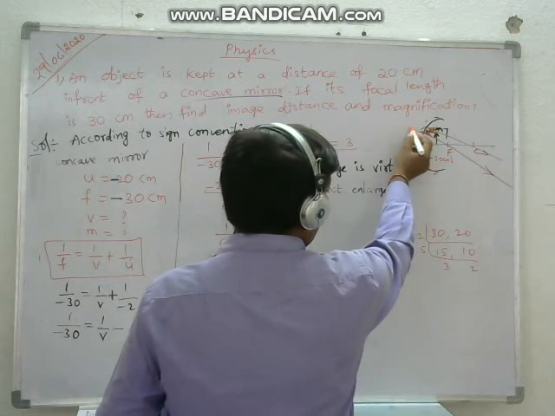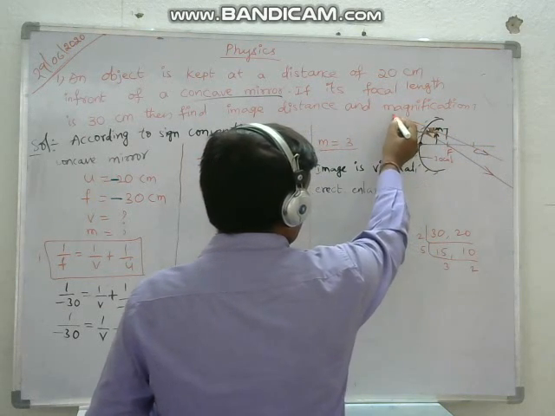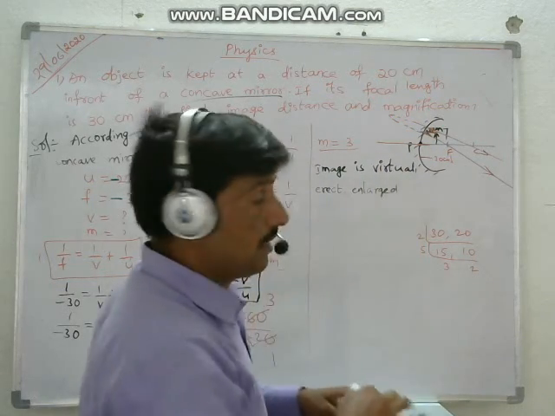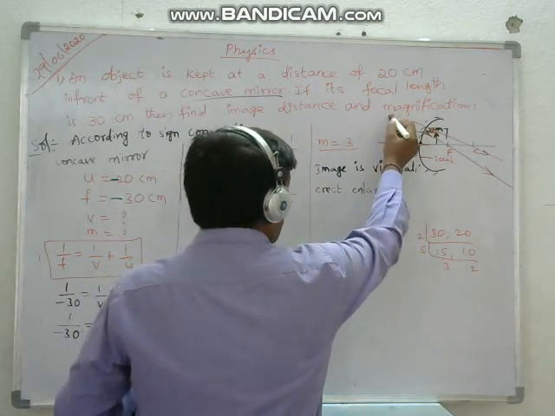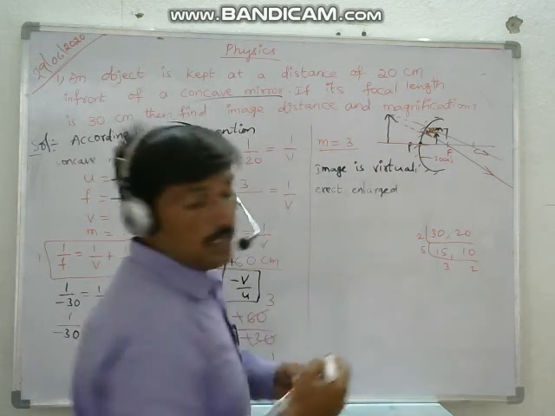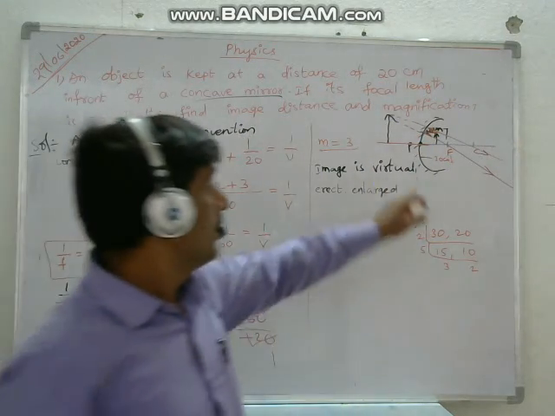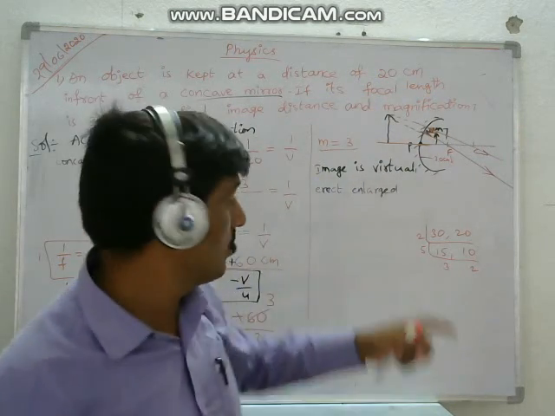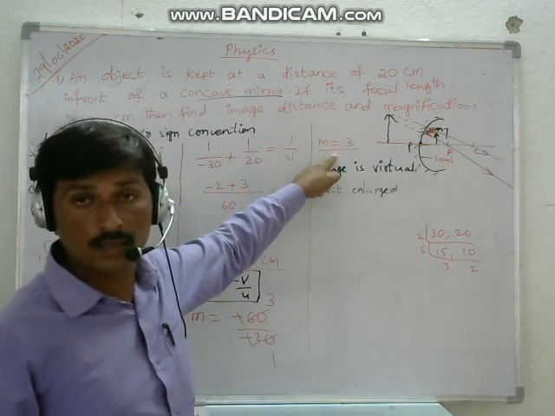If you extend these two rays to the back, they intersect at a point and we will get a virtual image. And if you see here, the image is enlarged. The object is small in size, but the image is enlarged, children. So that's why we got the magnification as 3. Thank you.